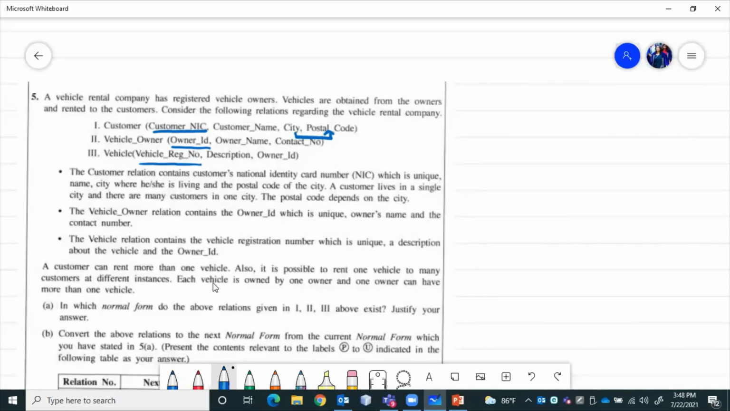Okay, the question number 1. The part A. In which normal form do the above relations given in 1, 2, 3 above exist? Right? Justify your answer. Now they are asking in which normal form these relations are available. They are asking about relation 1, the customer, relation 2, relation 3. What is the existing normal form that they are asking? Okay, so let's do the first one, and send me the answers.